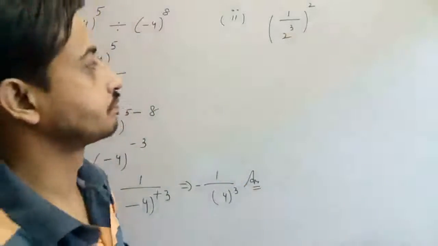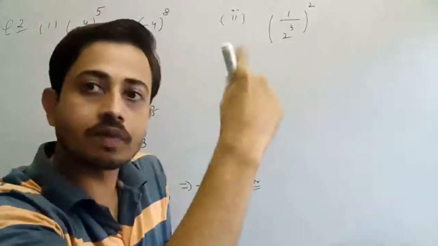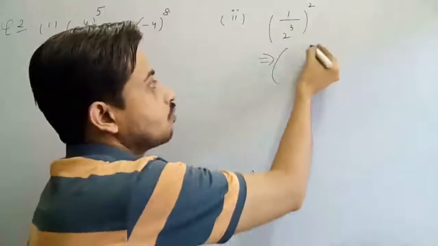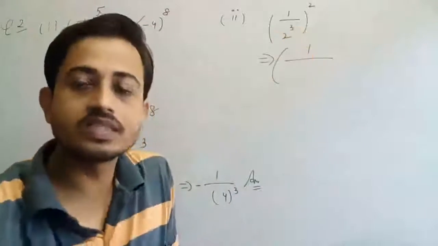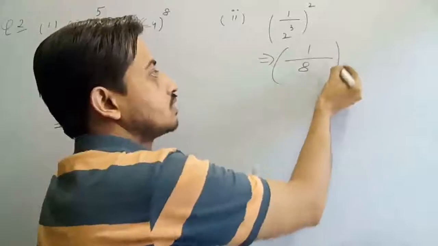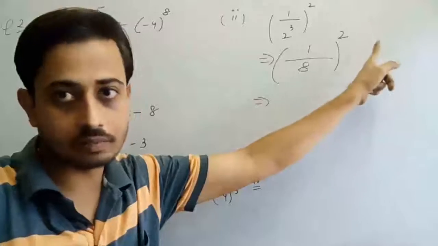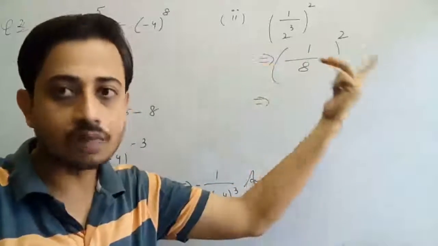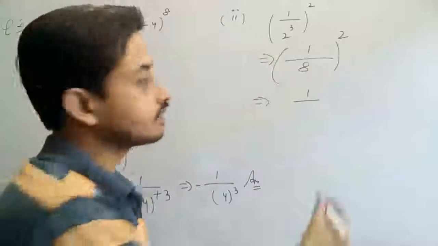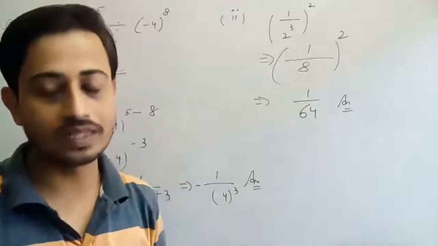This indicates basically 1 has 2 times and 2 raised to the power 3 also has 2 times, or simply you have to solve further. 2 raised to the power 3 means 2 has 3 times, 2 into 2 into 2 means 8. You get 8 raised to the power 2. Now what does this indicate? 1 has power 2 and 8 also has power 2. So 1 into 1 we get 1. Now 8 into 8 we get 64. So our answer is what? 1 by 64. So please make a note.